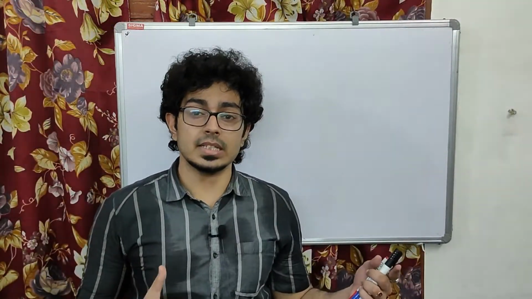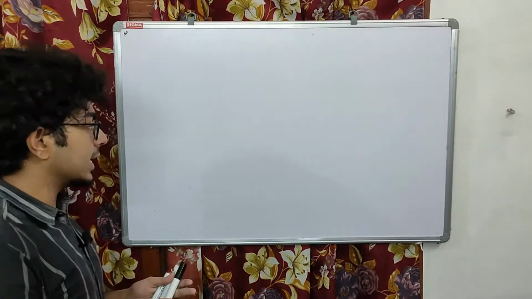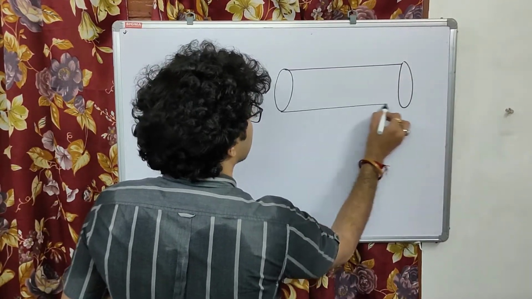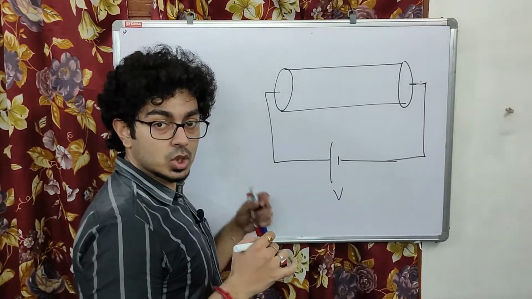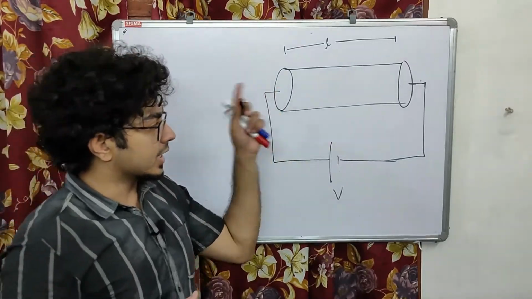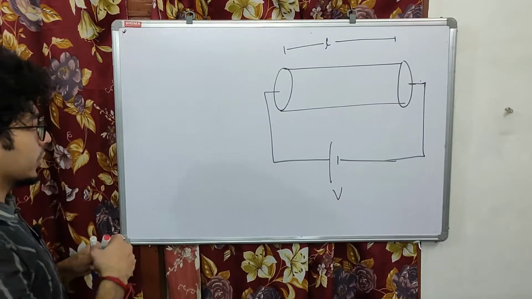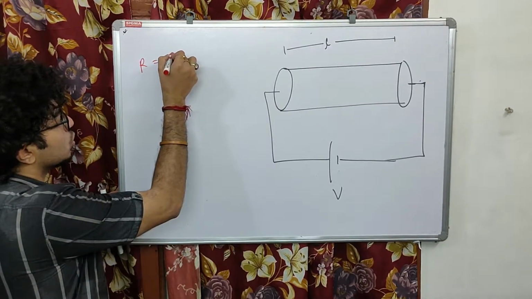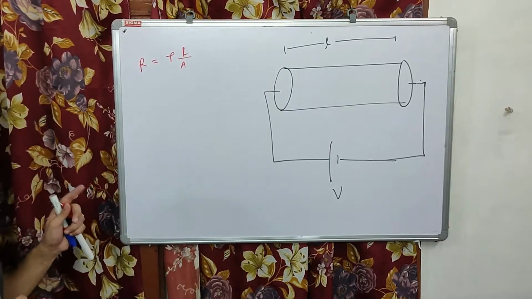So now we are going to understand what is the vector form of Ohm's law. So come, let us understand this part. Here we see a conductor. This is a conductor, okay? So I have applied a potential difference of V, and this is the length of the conductor, and electric current is flowing through this conductor. So resistance of the conductor will be R is equals to rho L by A, right?